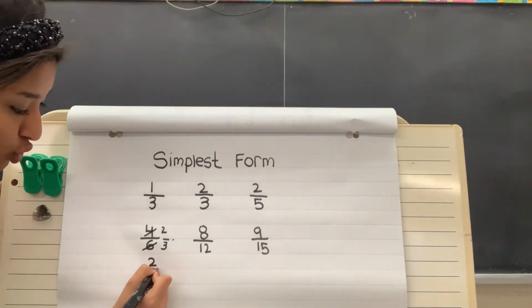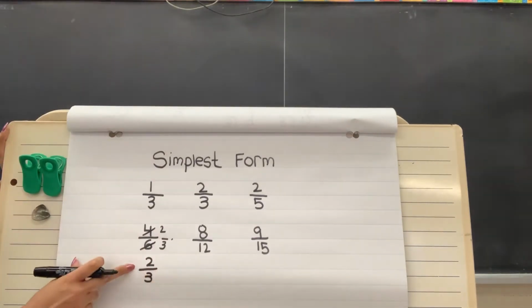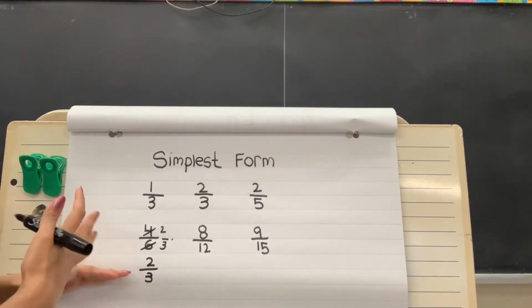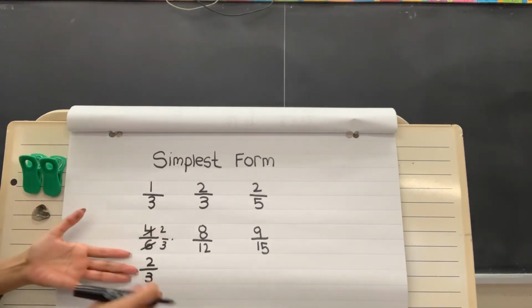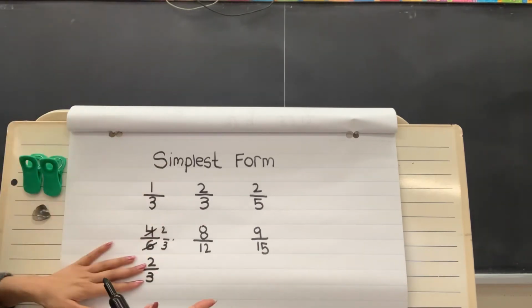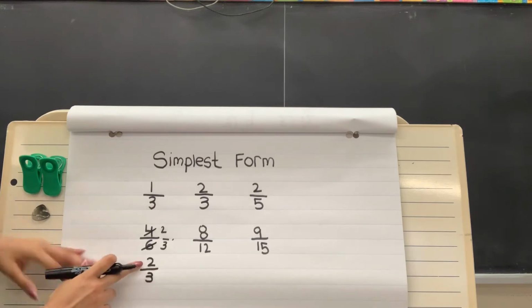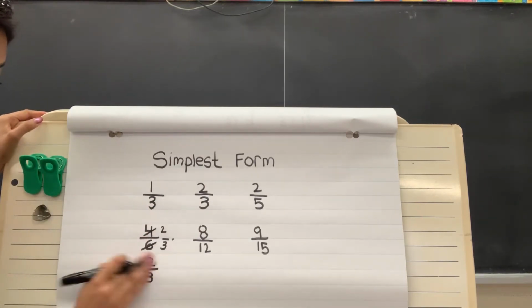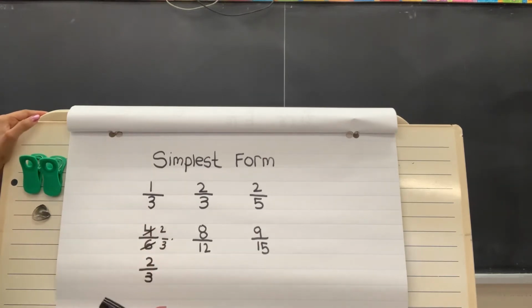So 2 over 3 is the simplest form of 4 over 6. Now, I don't know any other times table where we have both 2 and 3. I know the 1 times table, but we won't have any other, we cannot simplify it further. Okay, we cannot break it more.